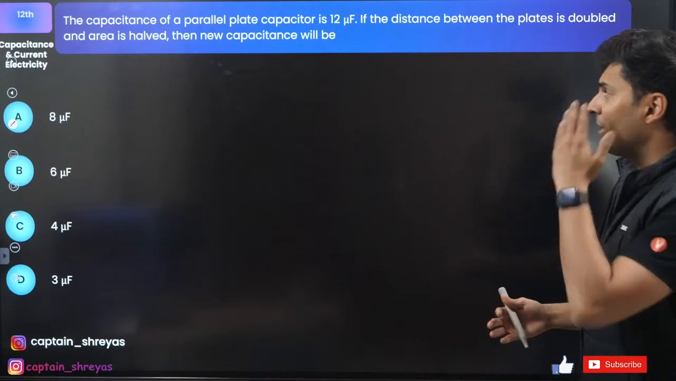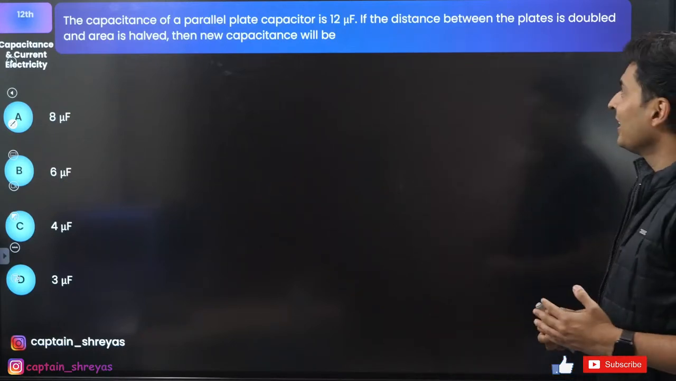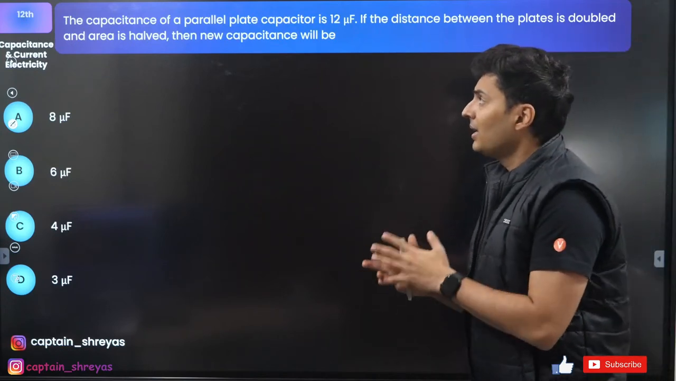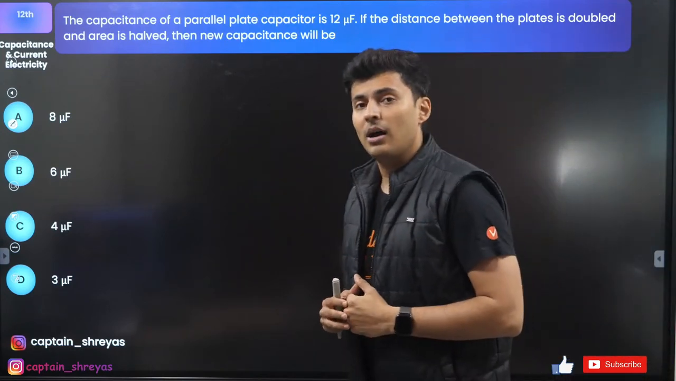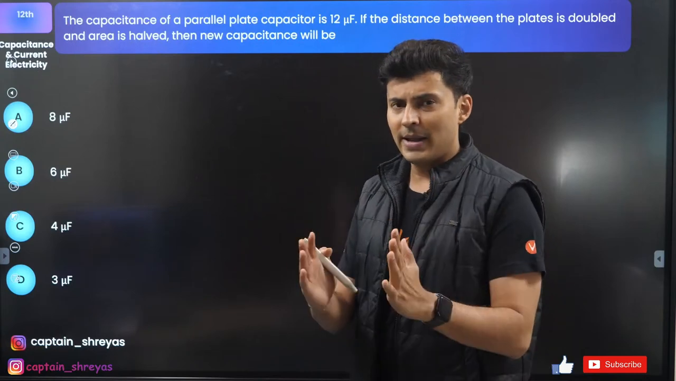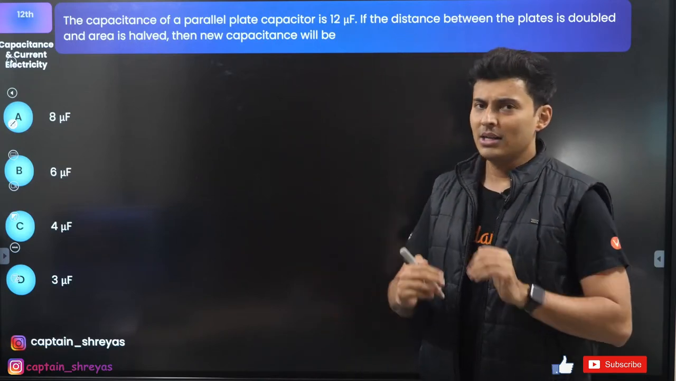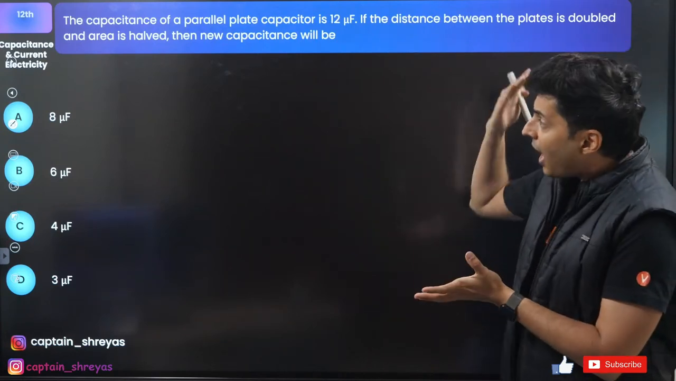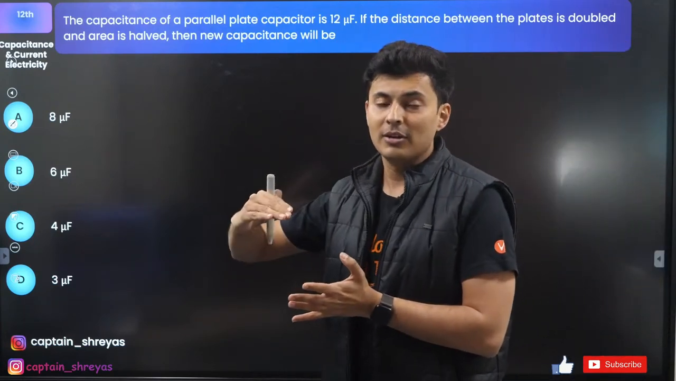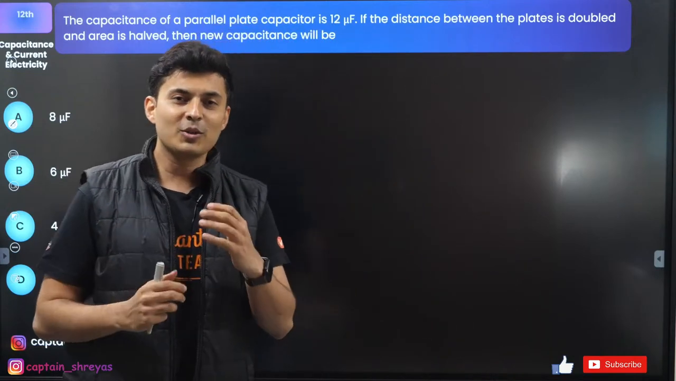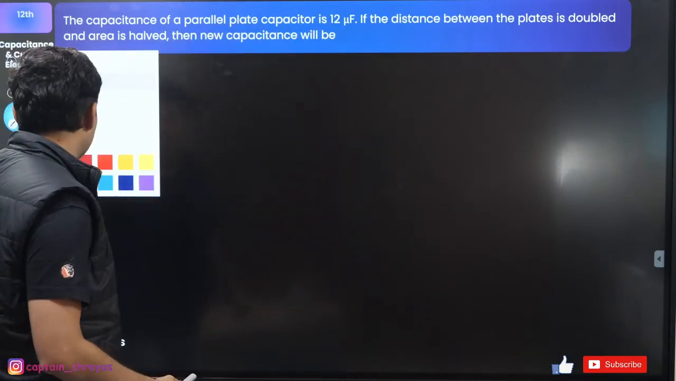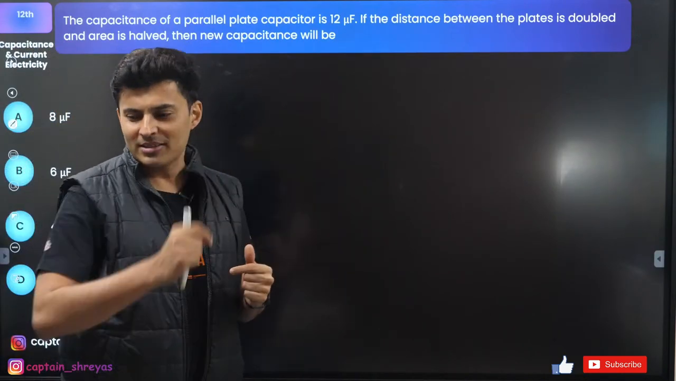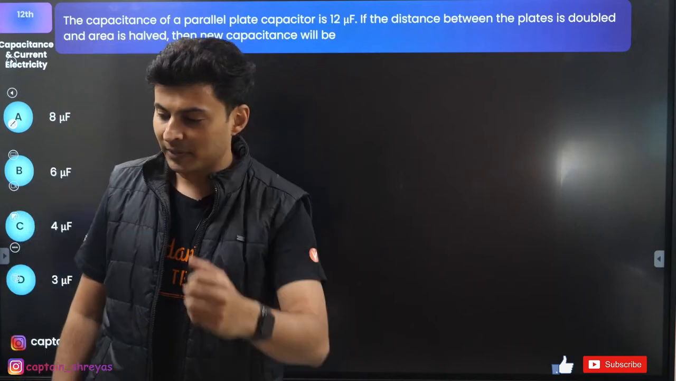The capacitance of a parallel plate capacitor is 12 microfarad. If the distance between the plates is doubled and the area is halved, then the new capacitance is going to be how much? Think. There is a capacitance of 12 microfarad. Now what you're doing is doubling the distance and you're also halving the area. So what do you think is going to be the new value of the capacitance? I think we should start with the basic formula. Just apply it and see what is the answer that you get. Come on, think about it.